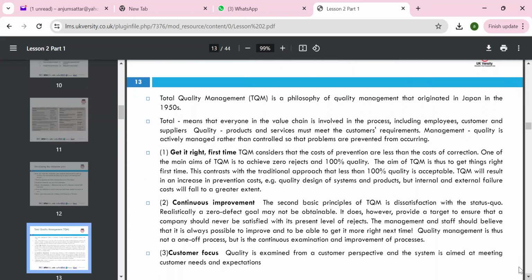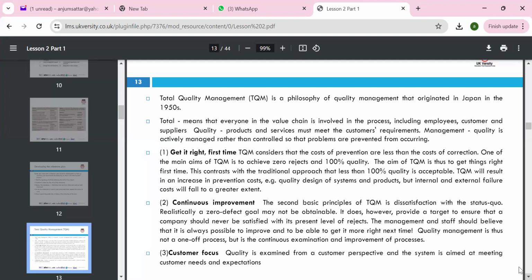We have TQM. TQM is total quality management. The concept came from Japan and is very popular in the Japanese management approach. So quality is achieved by managing rather than controlling, preventing problems from occurring. Get it right the first time. According to TQM, it is total 100%, zero rejects in quality. And the quality management principle is right first time, whereas in the traditional control approach, less than 100% quality is acceptable.